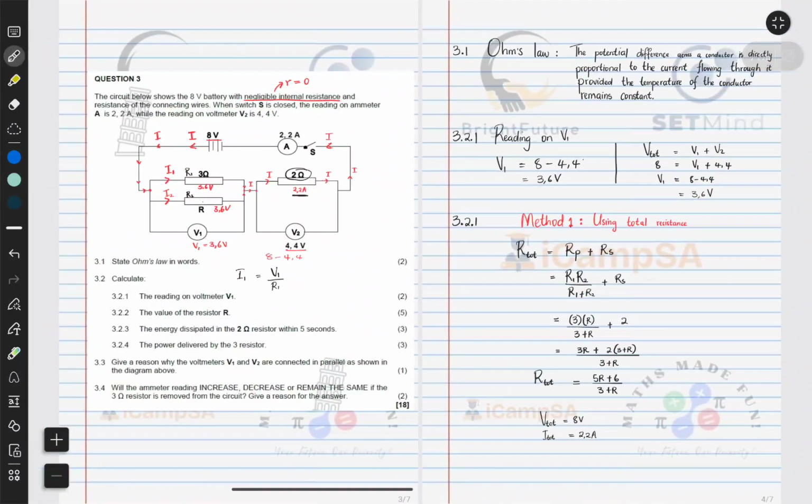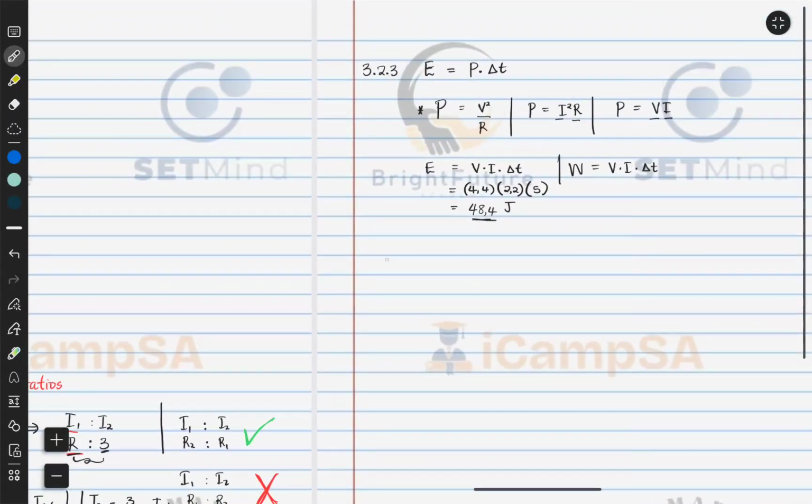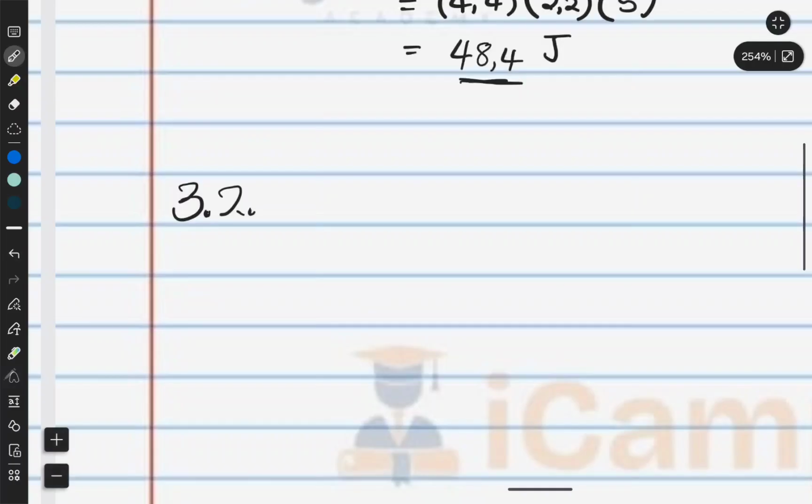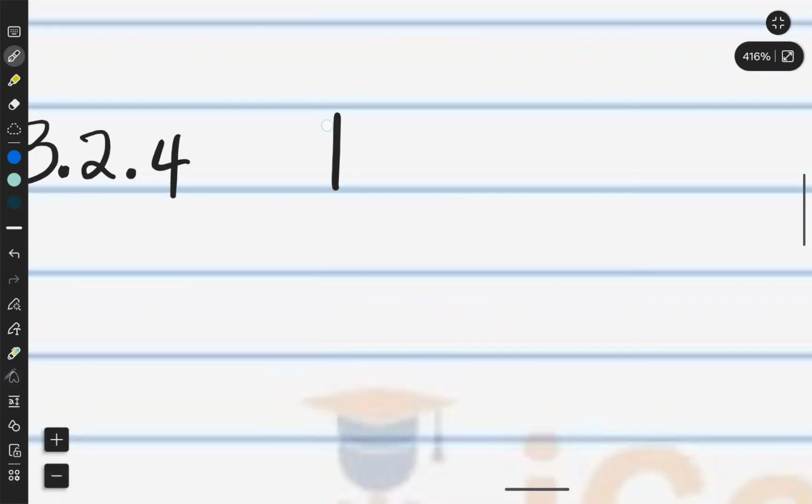Now for 3.2.4, the power delivered by the 3 ohm resistor. Which one is that one? No, that's R1. Okay. This test was friendly to the learners. Or this question rather, because I don't know. Maybe the other ones.